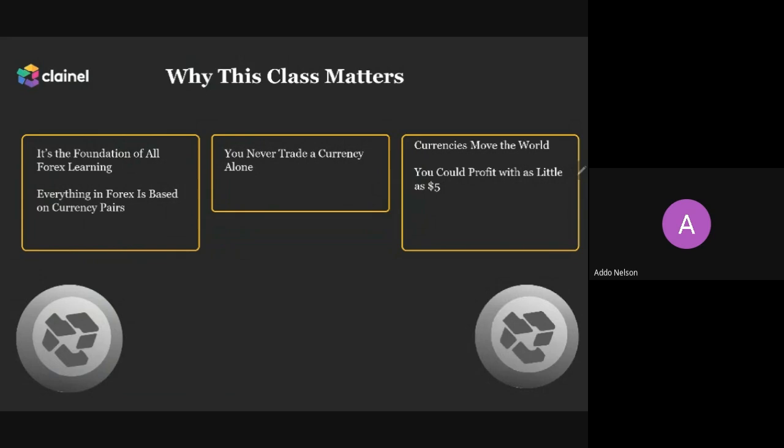So another reason is currencies move the world. You could profit with as little as $5. That has to do with us explaining a lot about lot size, pip value, and the leverage system in the forex market. So we're going to take our time today and dive into each and every one of those topics.